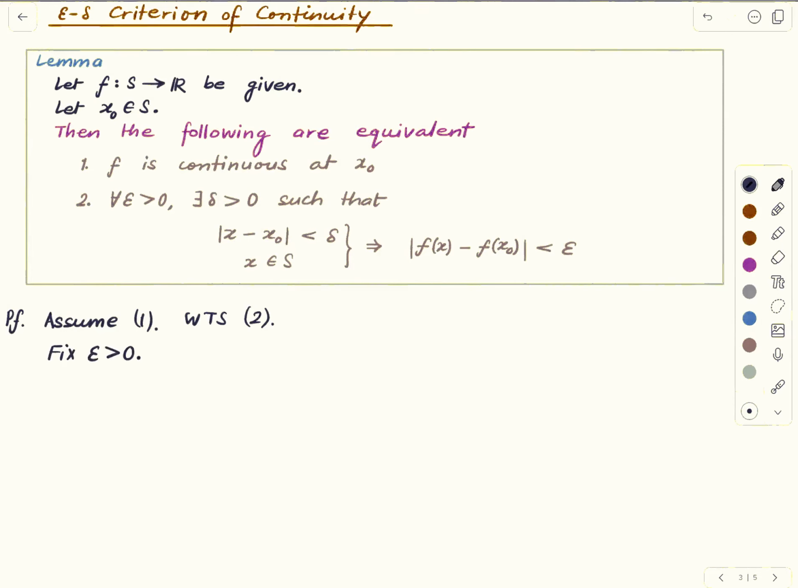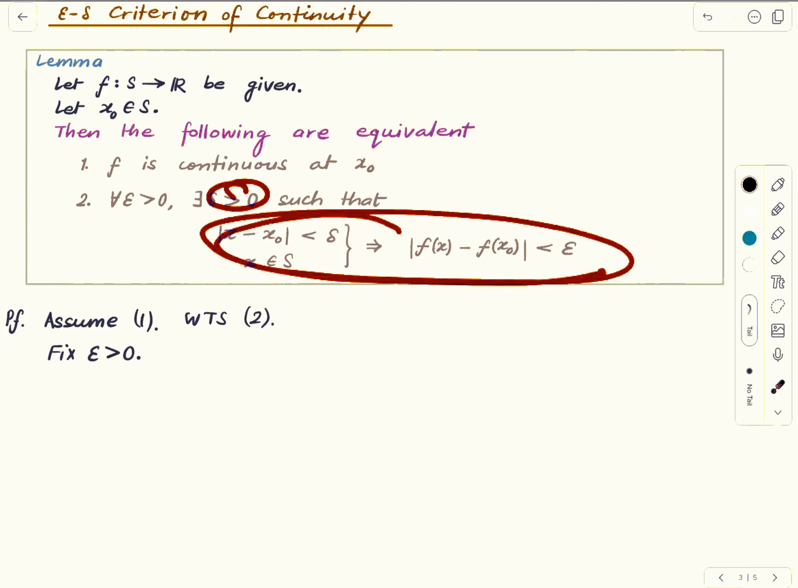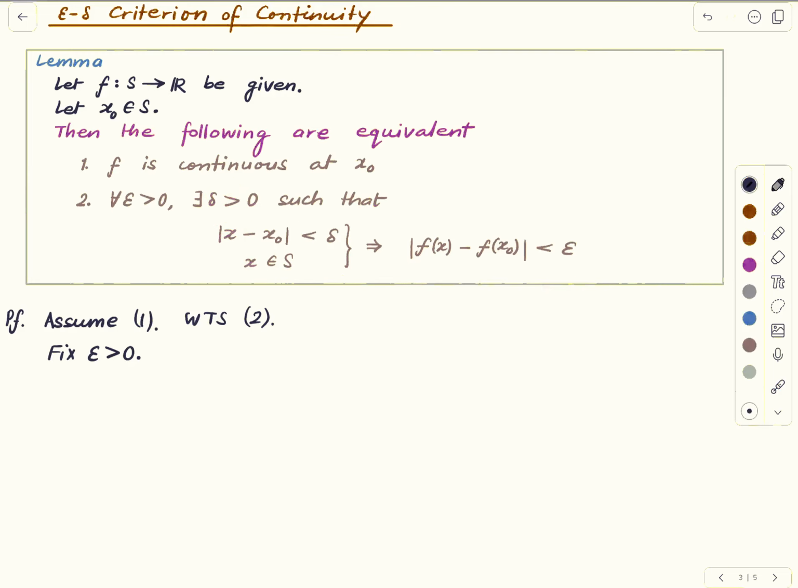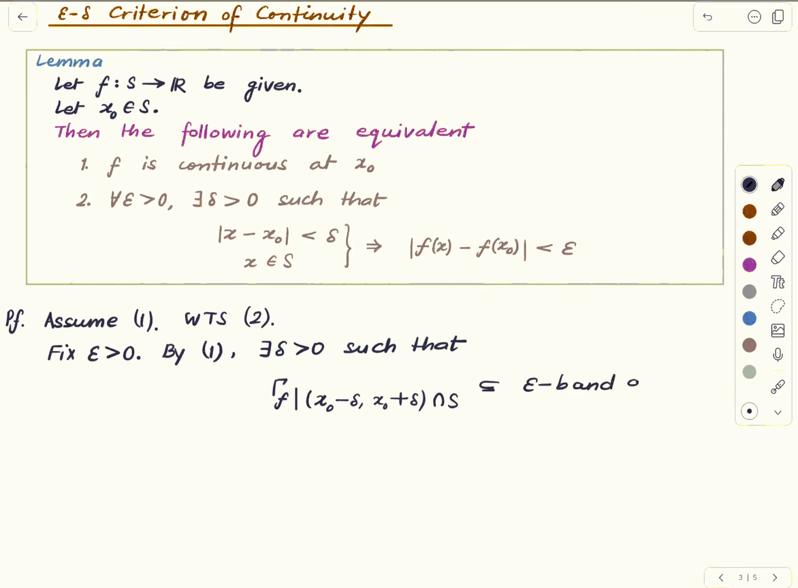Fix a positive epsilon. And we want to show that there is some delta with this condition satisfied. Okay, so by the geometric definition of continuity, we know there exists a delta greater than 0 such that the graph of the function restricted to this region is contained in the epsilon band about this point, which means what?